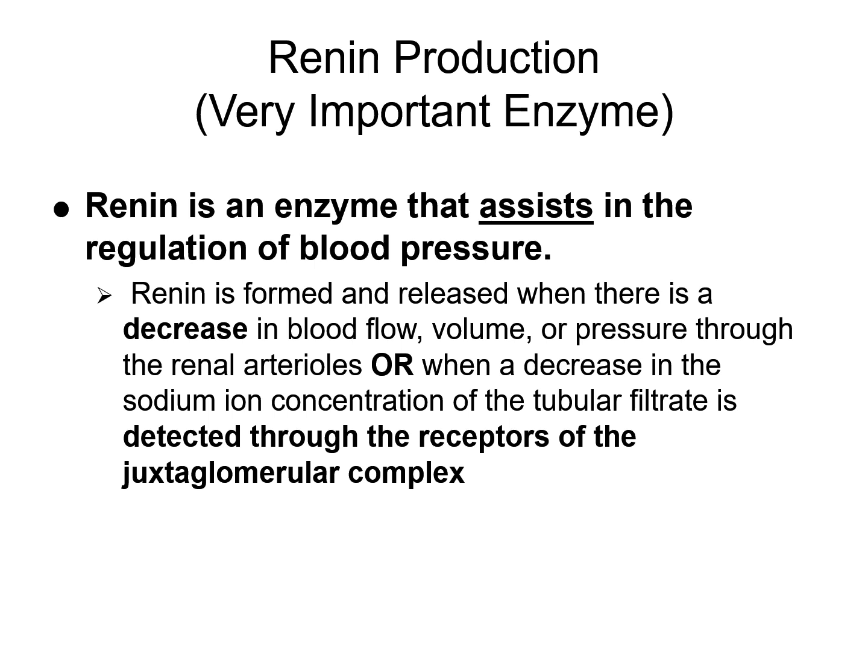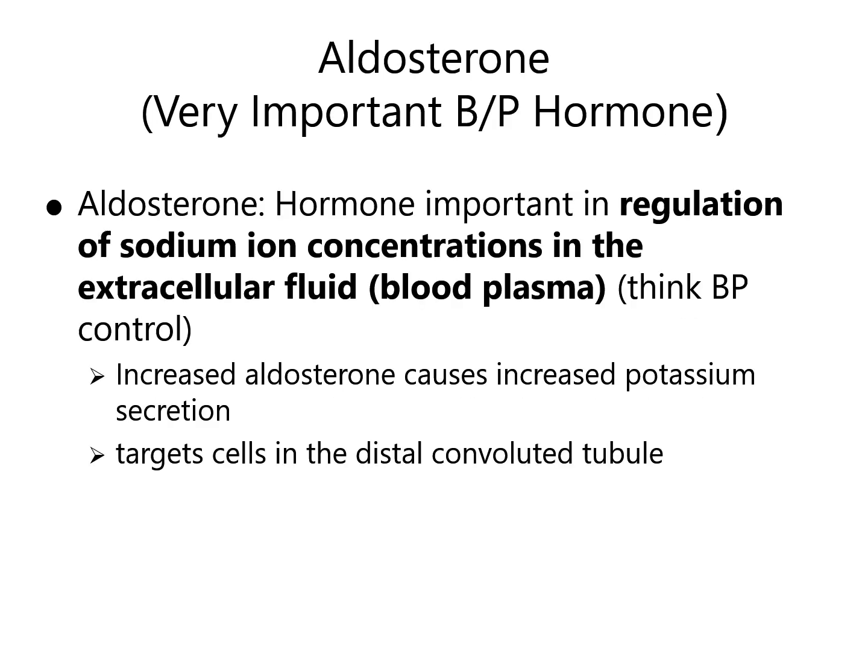And how is this detected? Remember what we talked about a little while ago? It's detected through the juxtaglomerular complex. So renin is a very, very important enzyme that's in your kidneys, and it is regulated through the juxtaglomerular complex. That's bolded there too, huh? So you might better remember that one too. Very important. And then we got our aldosterone.